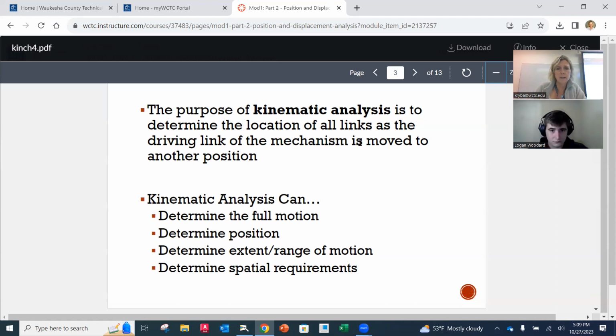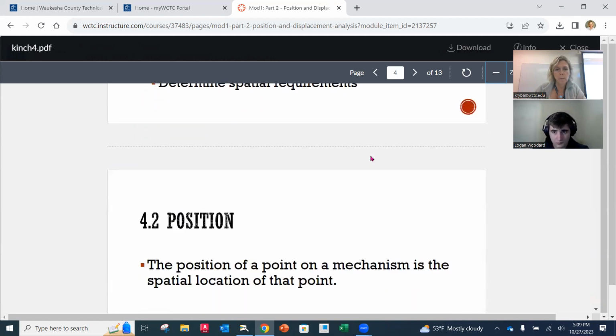Okay, that's the kinematics. So one of the things we're not worried about is forces. We're not going to be worried about how much force is going to be transmitted, or what the materials are, or how thick they have to be. That's not the focus yet. We're just looking at motion and spatial relationships and how things are moving.